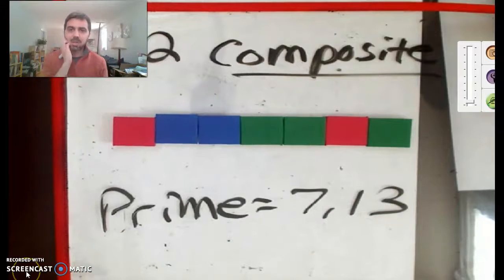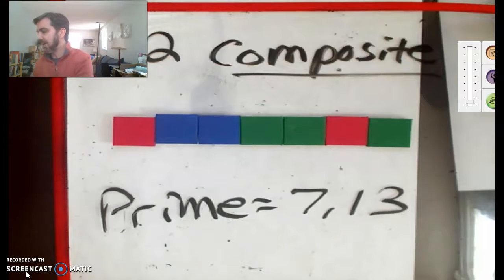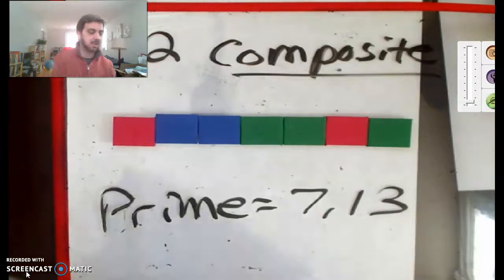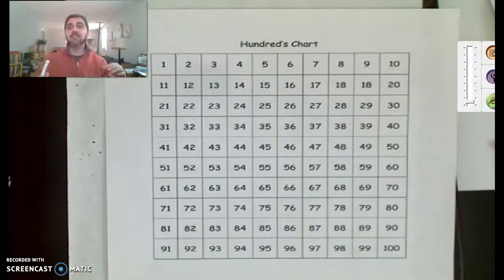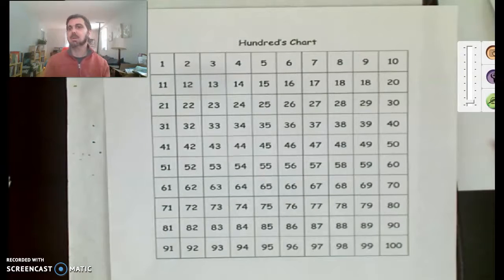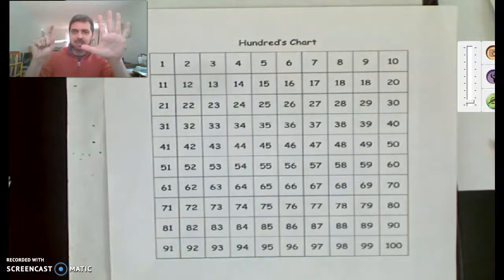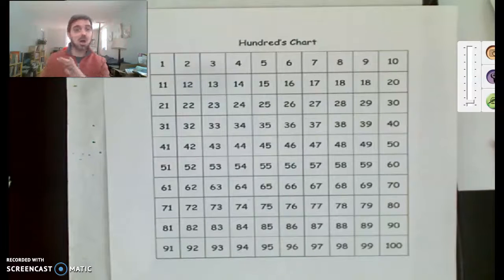Okay, so let's look at this on a hundreds chart. So in your packet, you have a big hundreds chart that looks like this. So take that out and we'll finish up. All right, so boys and girls, we're going to find all the prime numbers between 1 and 100. How are we going to do that? Well, here's how we're going to do it. We're going to cross off all of the multiples of 2, 3, 4, 5, 6, 7, 8, 9, and 10. Cross them off. And that should leave us with all the primes.